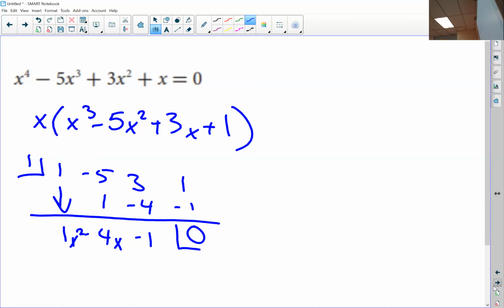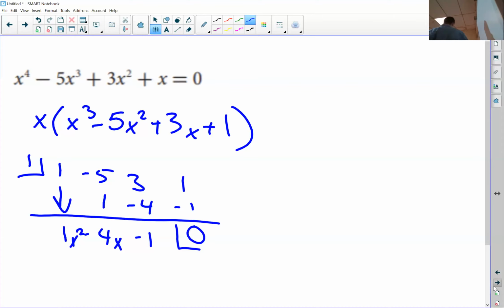But it is not a rational number. Why do I know that? Well, what are my rational factors of this? 1 and -1, right? The constant term 1 and -1. It is not 1 or -1. So what do I know? It is irrational. Because it is not one of its rational options, it must be irrational.